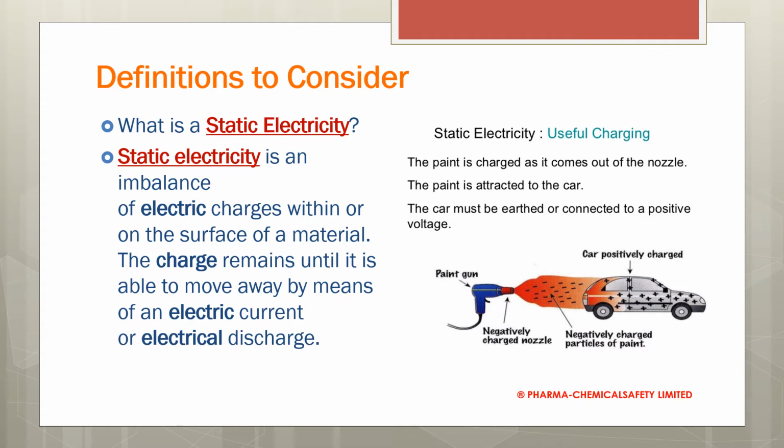So what is static electricity? It's an imbalance of electrical charge on the surface of a material. The charge remains until it is able to move away by means of an electric current or electric discharge.